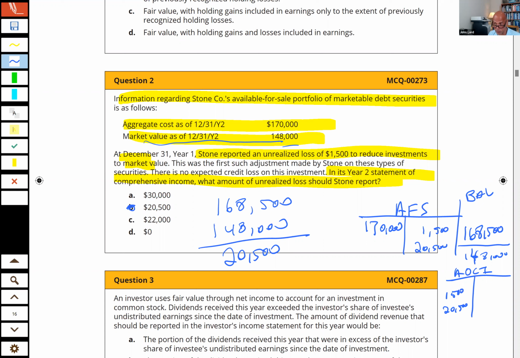Choice C, right? But here they just simply wanted to know what was taken on the statement of comprehensive income for year 2. It's just the difference between the carrying value at the start of year 2 and the carrying value at the end of year 2.